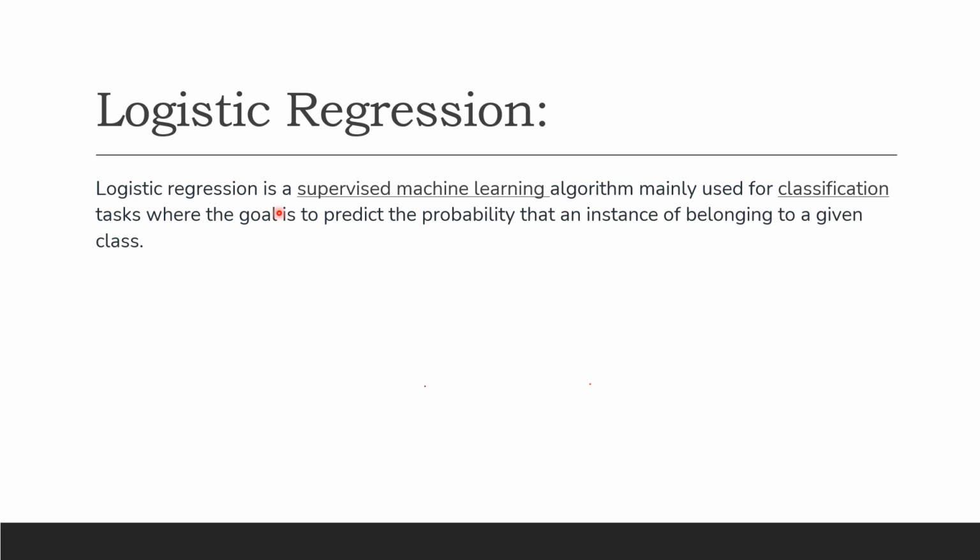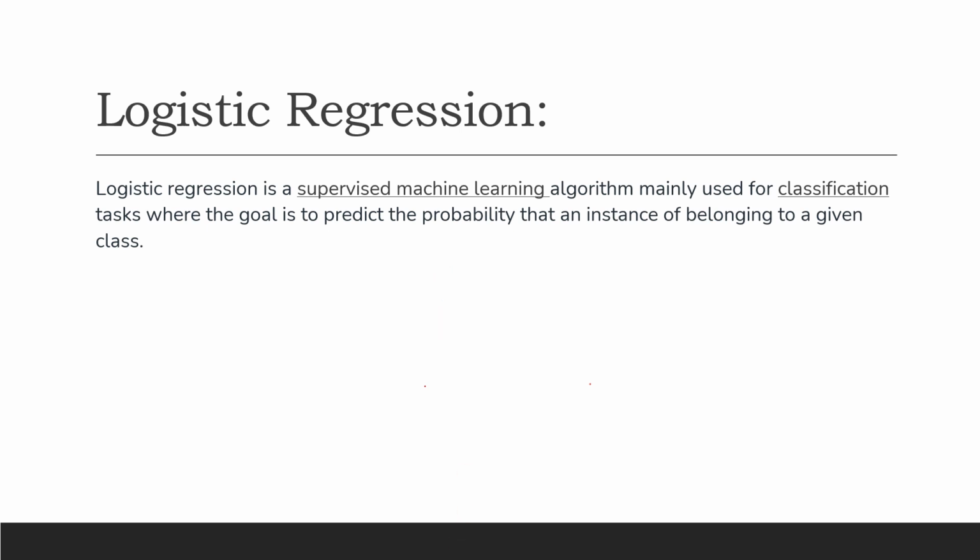Logistic regression is a supervised machine learning algorithm that is used for classification tasks where the goal is to predict the probability that an instance belongs to a given class. So basically, logistic regression tells us the class to which an instance belongs.